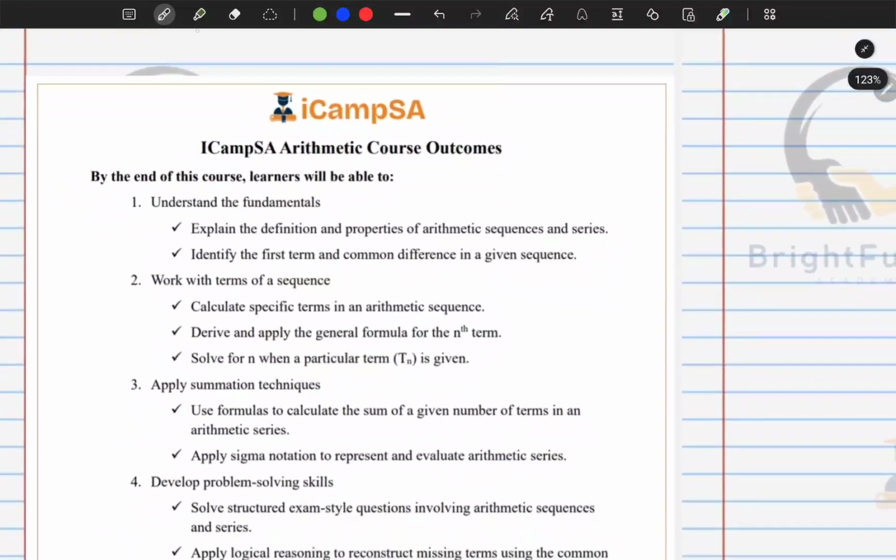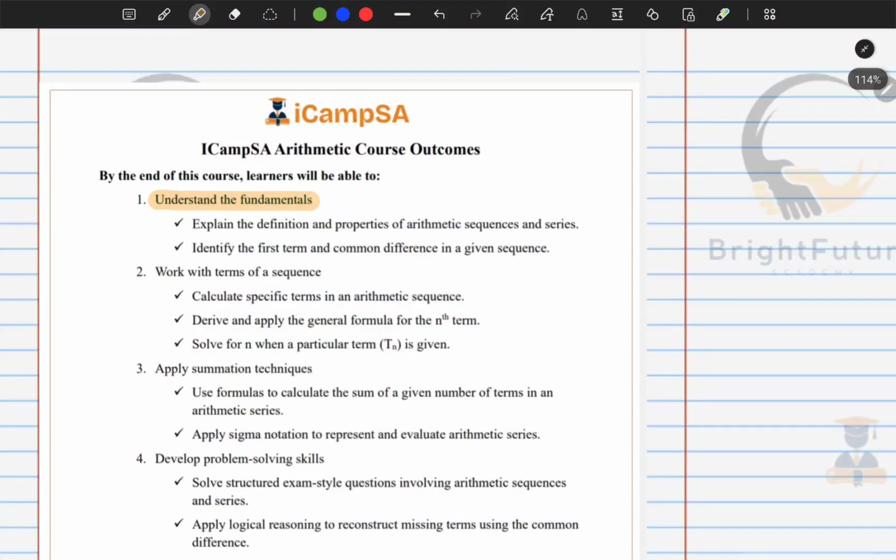By the time you finish going over this course, you should be able to understand the fundamentals. So you should be able to identify the first term of a series, and also calculate the common difference in any given sequence. You should be able to define and also list the properties of arithmetic sequences and series. Secondly, you should be able to work with terms of a sequence. So if you are asked to determine Tn, the general formula, you should be able to calculate it. If you are asked to determine, let's say, T7, you should be able to find it using the common difference.